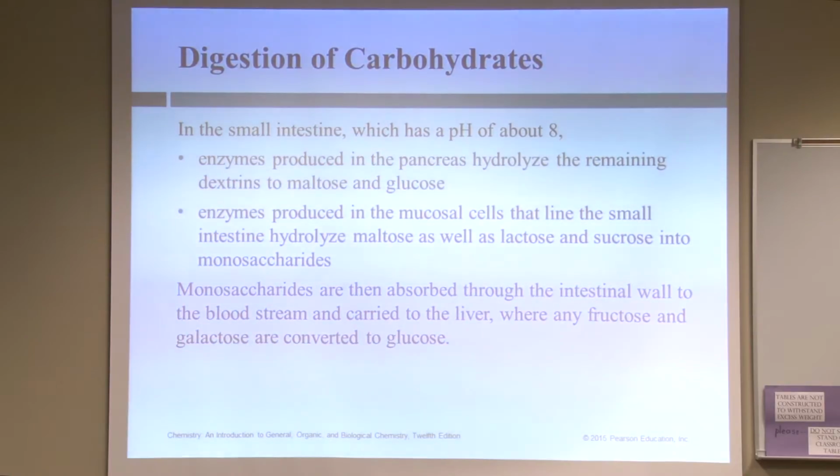The monosaccharides are then absorbed through the intestinal wall into the bloodstream and carried to the liver, where any fructose and galactose are converted to glucose. So in the digestion of carbohydrates, the end product is glucose. If fructose and galactose are produced, they are converted by isomerization into glucose.